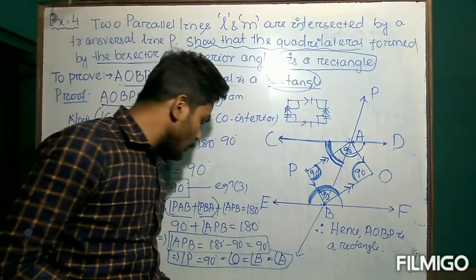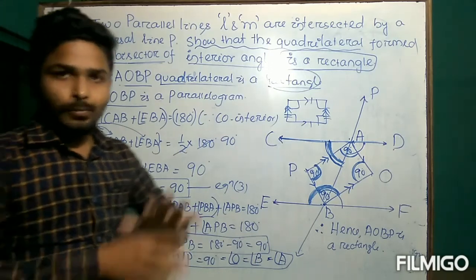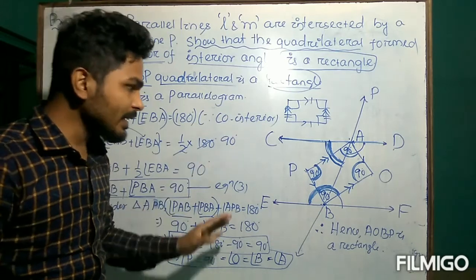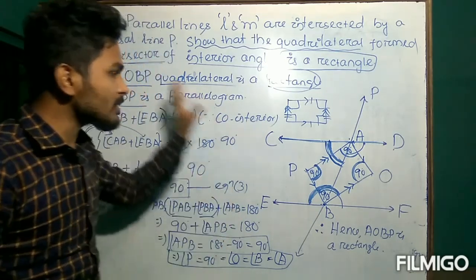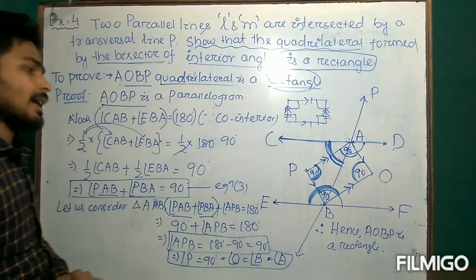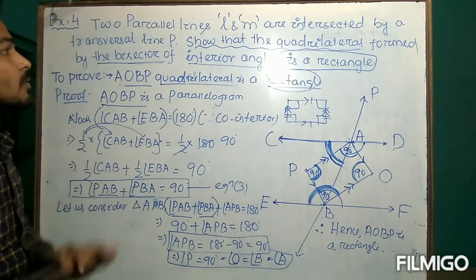Understood? Though the proof of this statement is quite long, it is not as difficult as you think. It is very easy. You have to understand all these concepts clearly, then you can find out the result that AOBP is a rectangle. So now this question has been done.